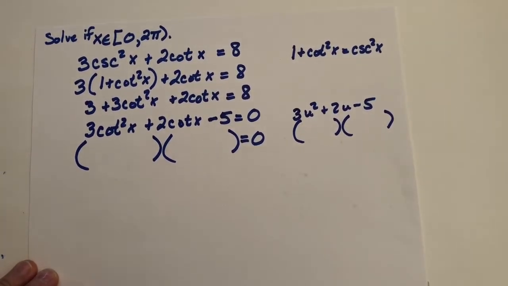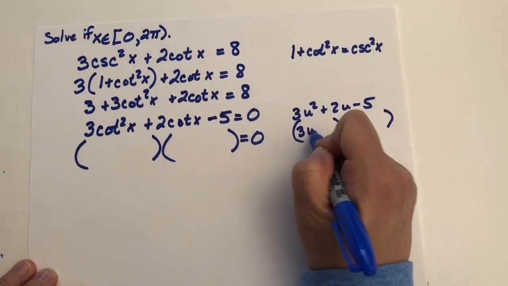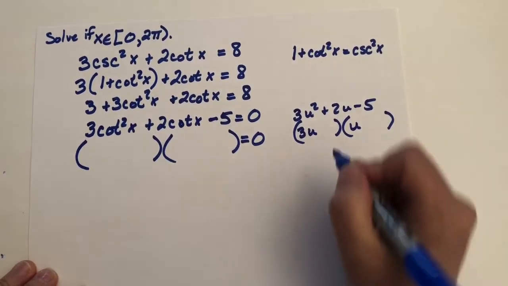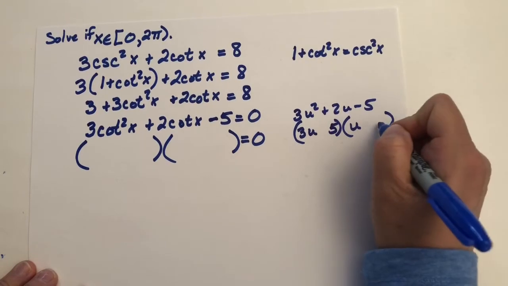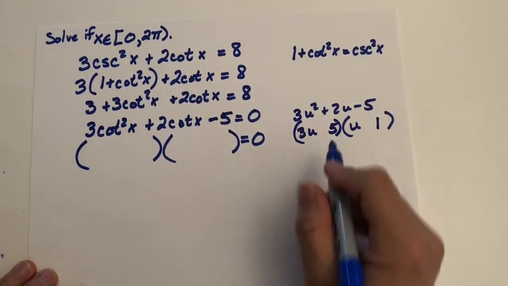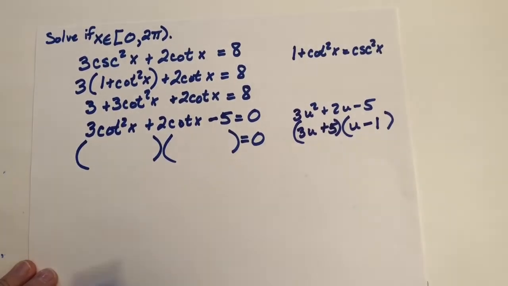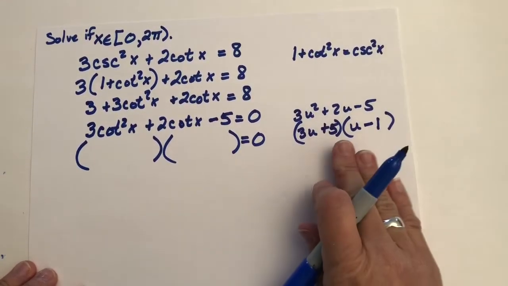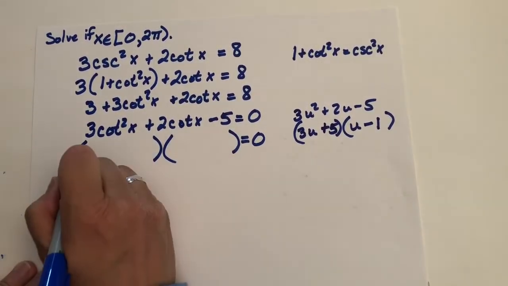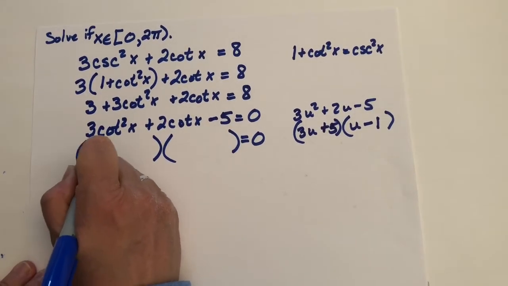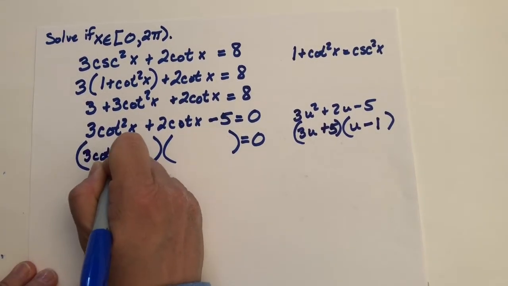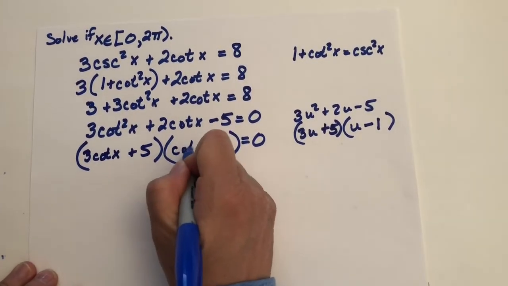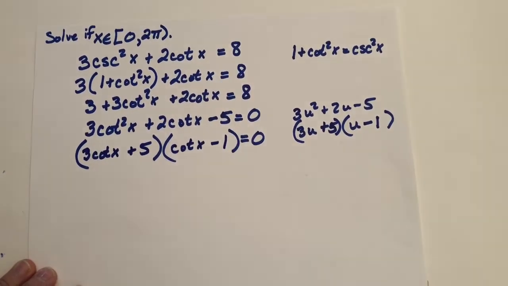For me, I like trial and error. So I would have 3u and u, and I would try 1 and 5 or 5 and 1. And it turns out that it works if we put a 5 here and a 1 here, with a plus on the 5 and a minus on the 1. So here I was over on my scratch paper, but now let's substitute that information back over here. So we have 3 cotangent of x plus 5 times cotangent of x minus 1 equals 0.